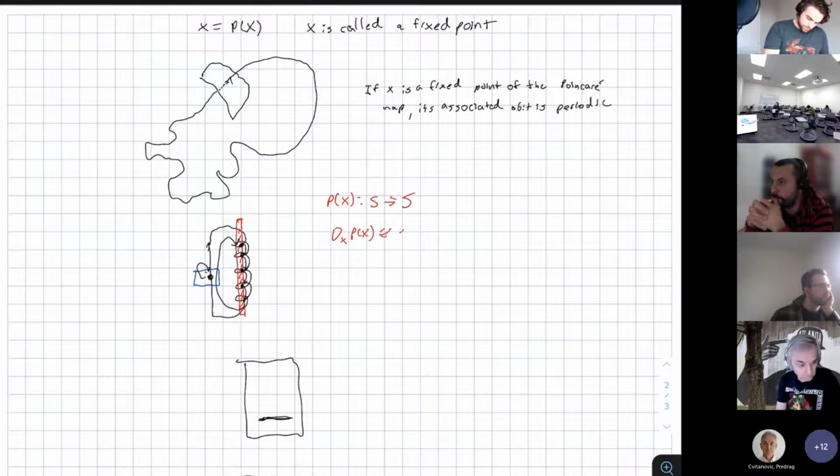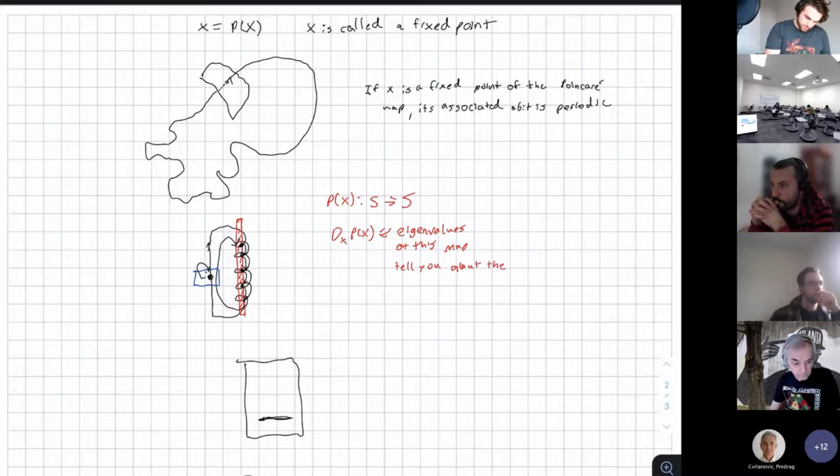And then boop, the eigenvalues of this map tell you about the stability of a fixed point, which in this case, the fixed point of the Poincare map, once again, is a periodic orbit of the flow.